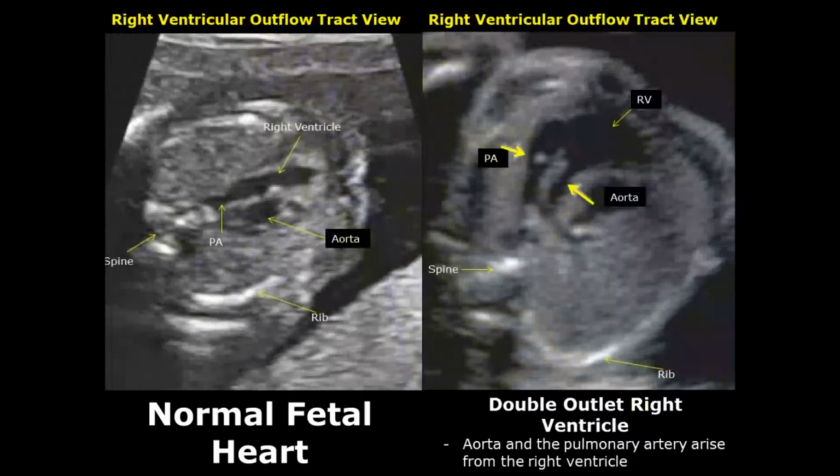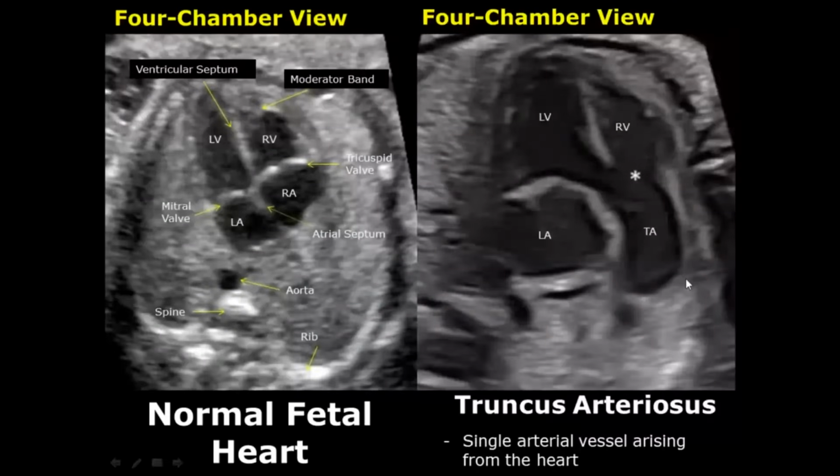In a double outlet right ventricle, we will see two arteries arising from the right ventricle, the aorta and the pulmonary artery. They are both arising from the right ventricle. In the case of truncus arteriosus, a single vessel will arise from the heart. Here we only see one vessel. We do not see any vessel from here, just one vessel arising from here.